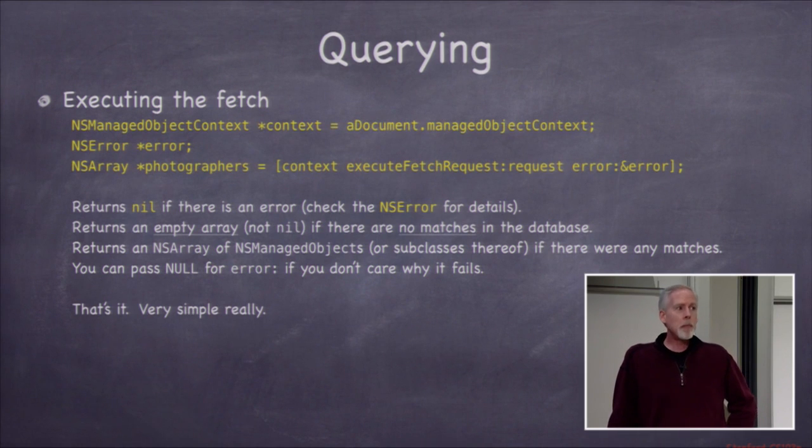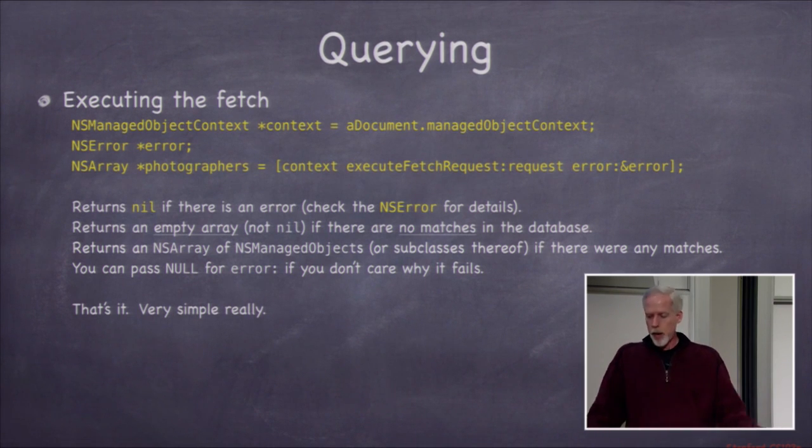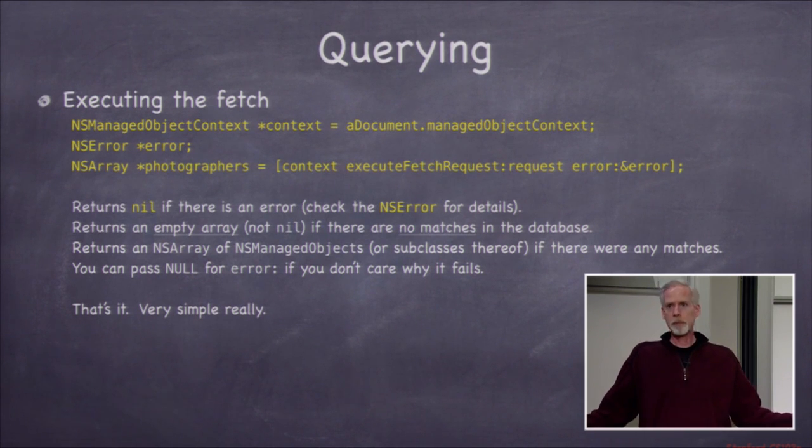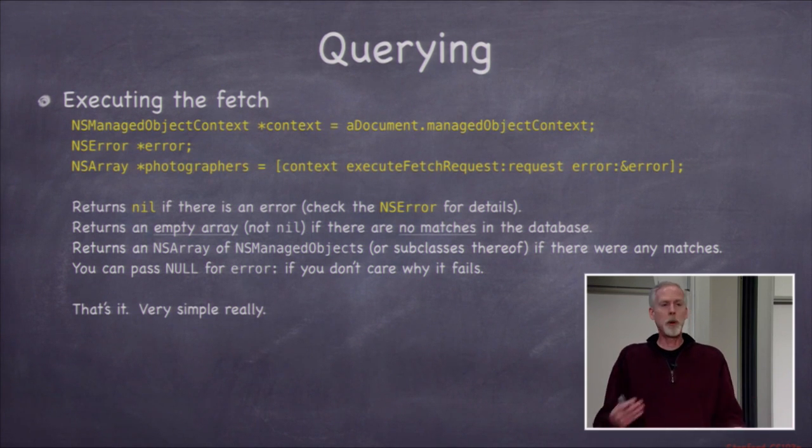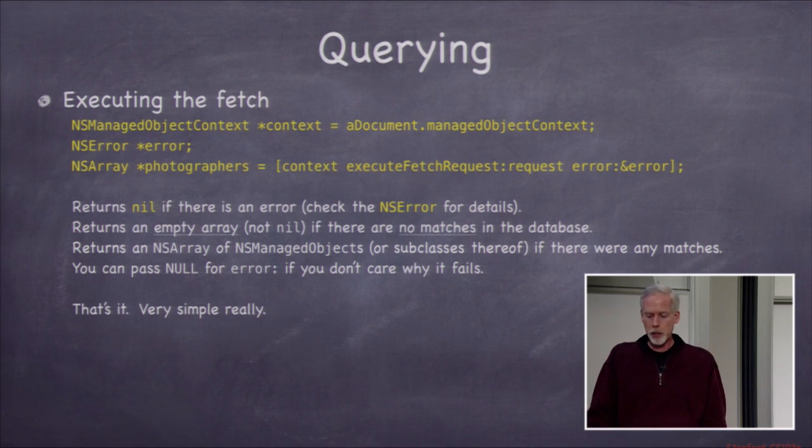If it returns an empty array, that's not nil, empty array, that means nothing matches what you're requesting. So no error, it's just that you requested objects and there aren't any that match that predicate. Okay? Otherwise, it's going to return an array of NS managed objects. Or subclasses thereof, photos, stars, photographer stars, whatever you set as the entity name, it's going to pass an array of it. Okay? That's it. It could not be simpler to query.